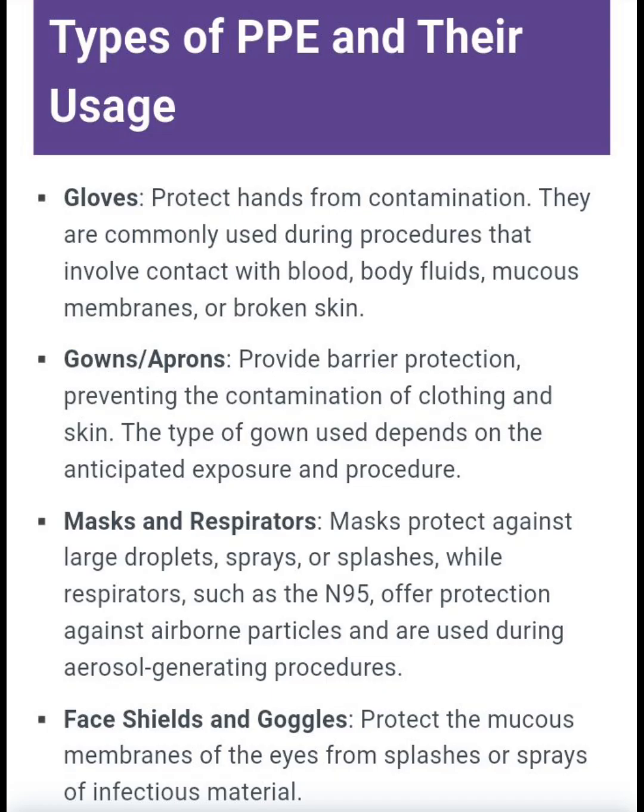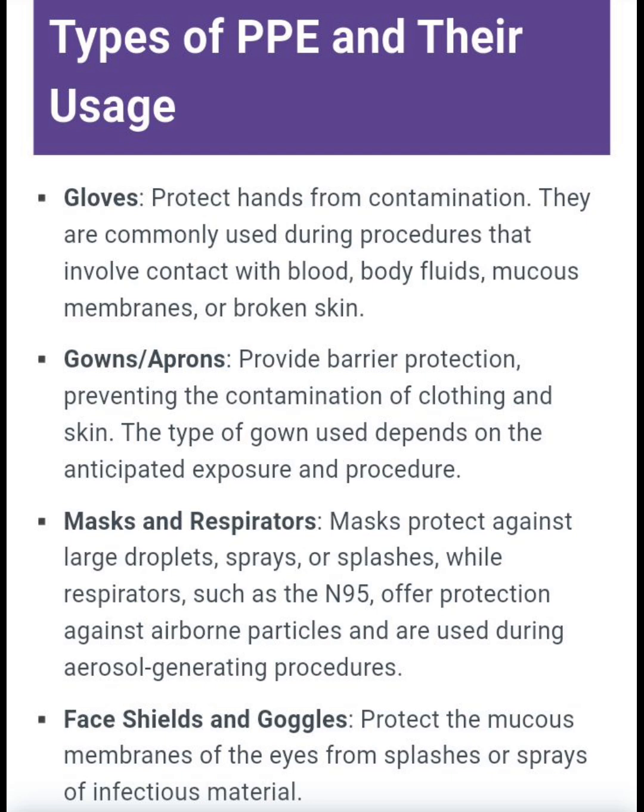Types of PPE and their usage. 1. Gloves. Gloves protect hands from contamination. They are commonly used during procedures that involve contact with blood, body fluids, mucous membranes, or broken skin. 2. Aprons or gowns. These provide barrier protection, preventing contamination of clothing and skin. The type of gown used depends on the anticipated exposure and procedure.